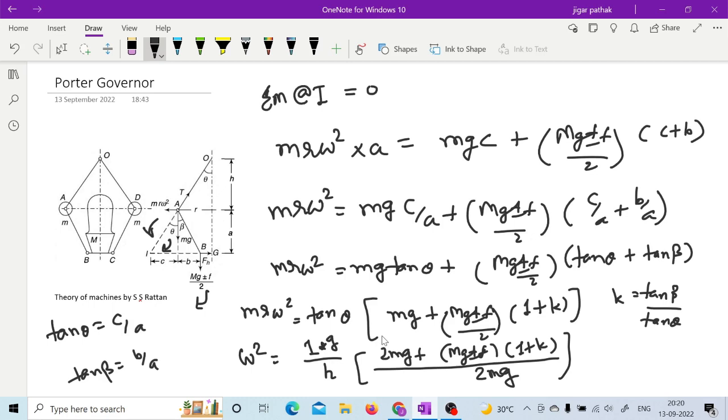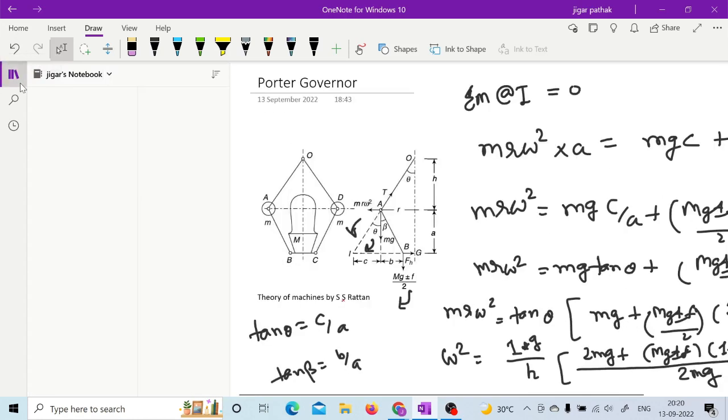So right, if you take that, what will happen to this particular equation? Or you can consider that friction is 0, or you can consider both, that k is equal to 1 and f is equal to 0. So you can consider those special cases, and you can simplify this equation, right? So this is how you are having this relation in Porter governor.